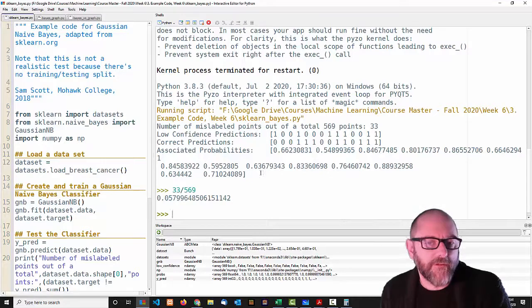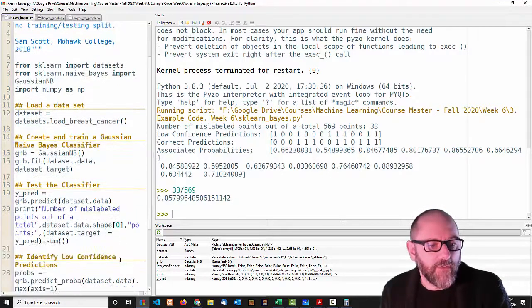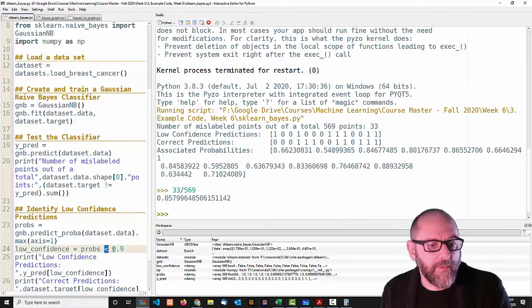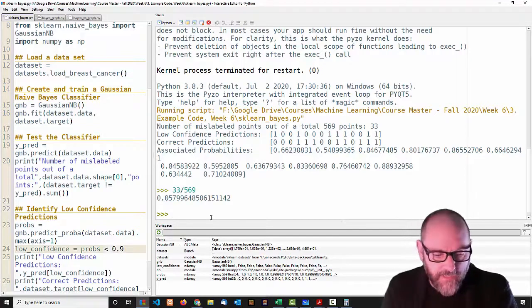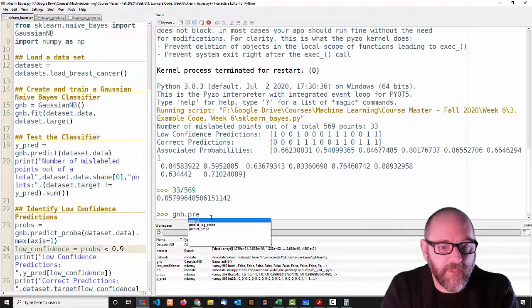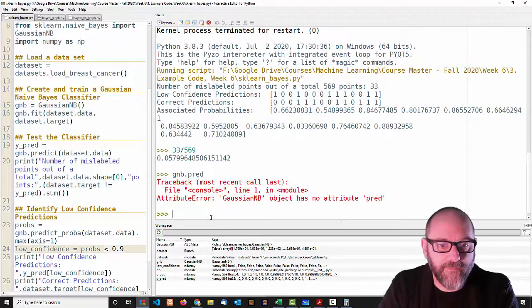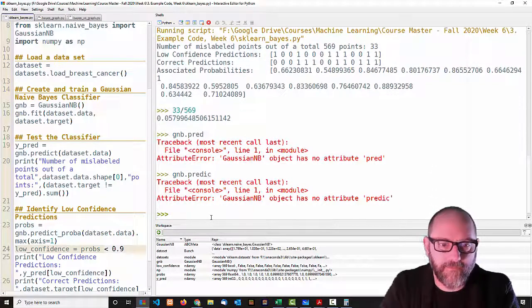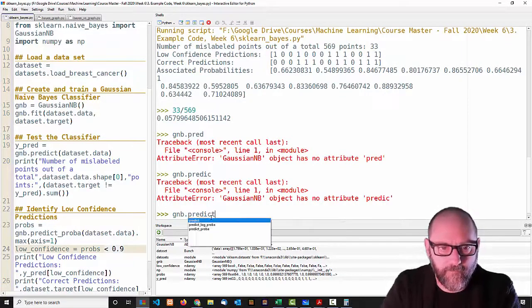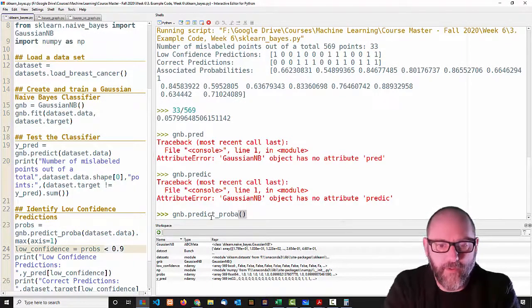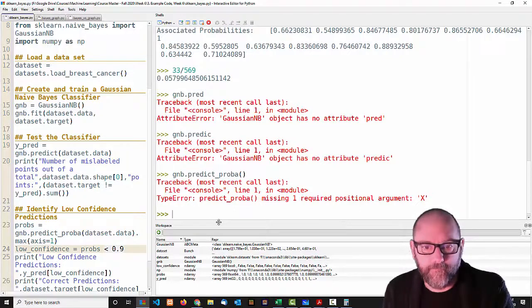And then I looked at the low confidence predictions. Low confidence I defined as the probability being less than 0.9. So I did gnb.predict_proba. Whoops. There we go. Predict_proba, like that.